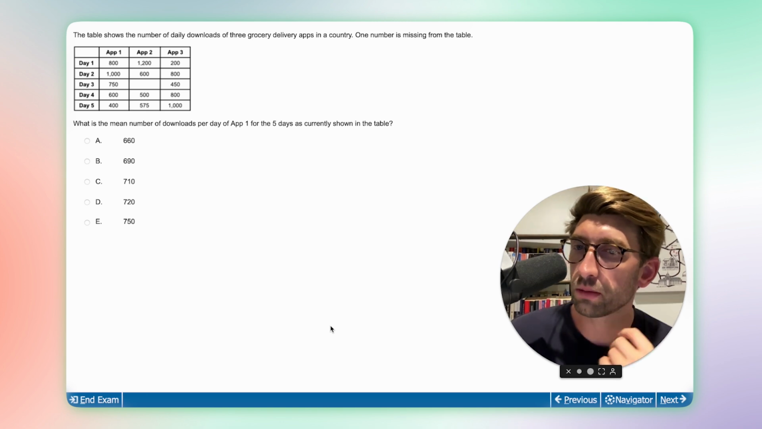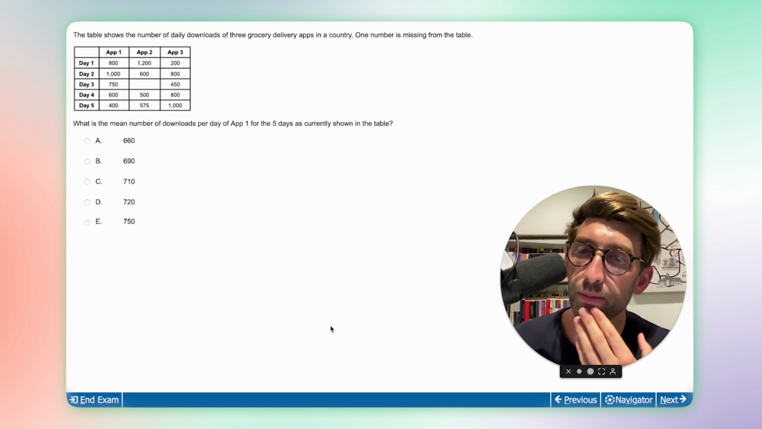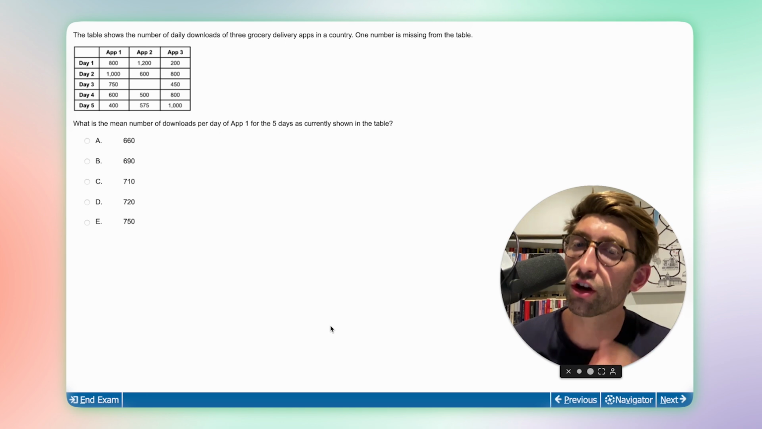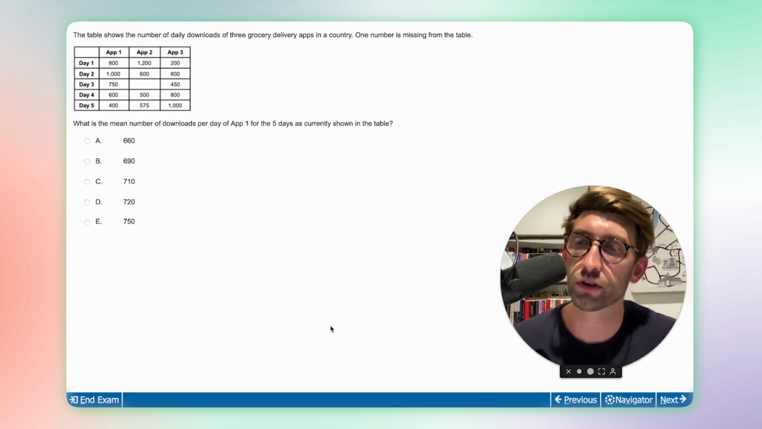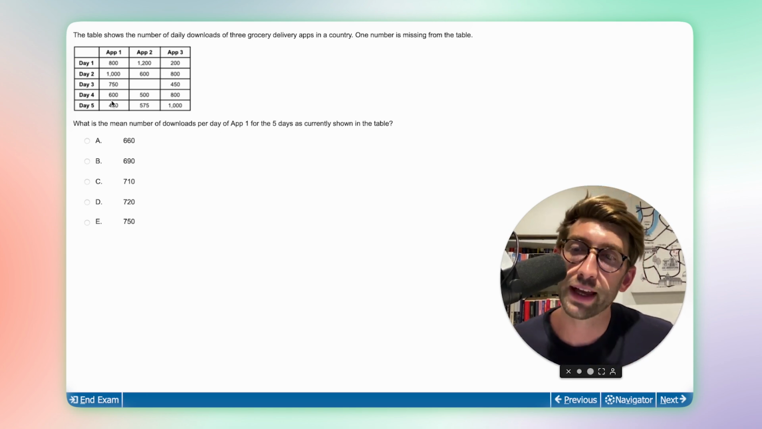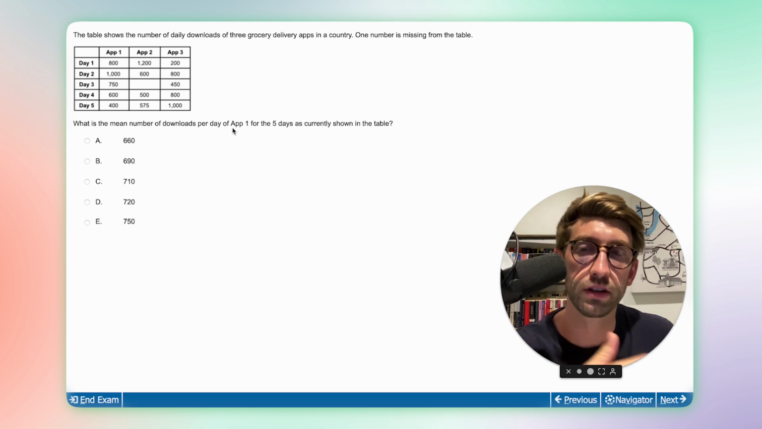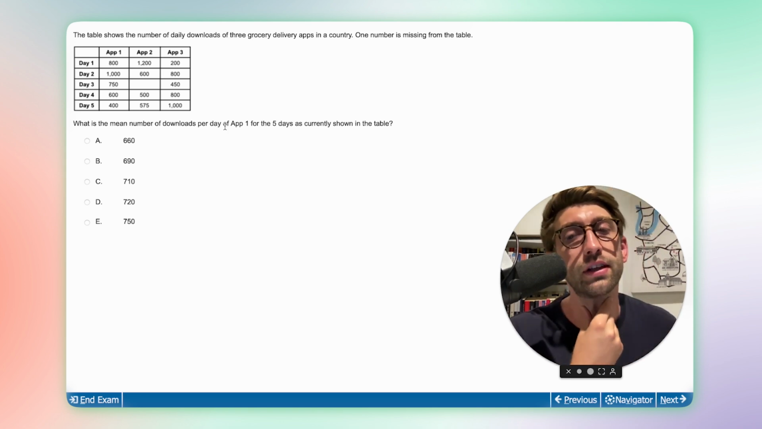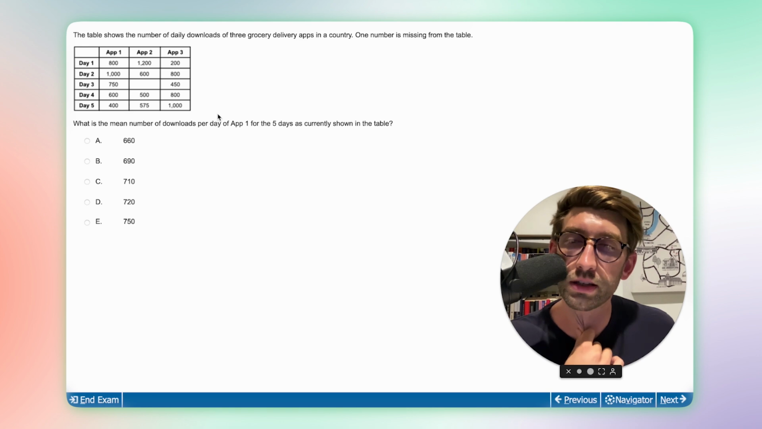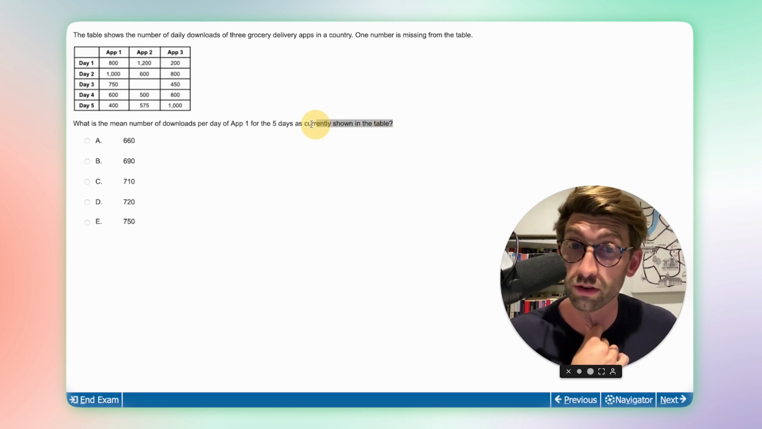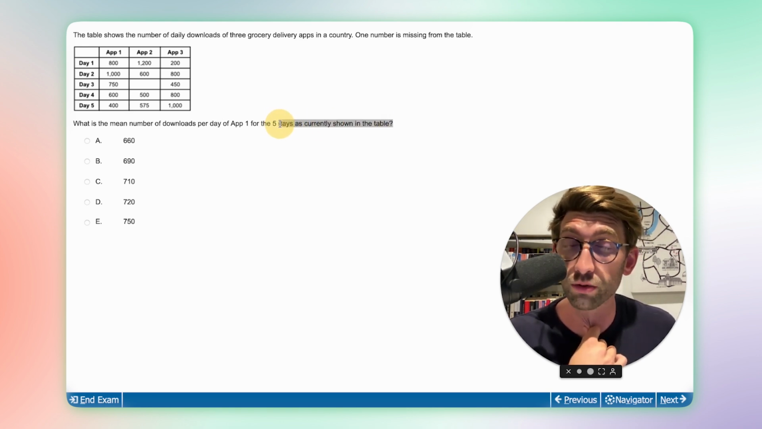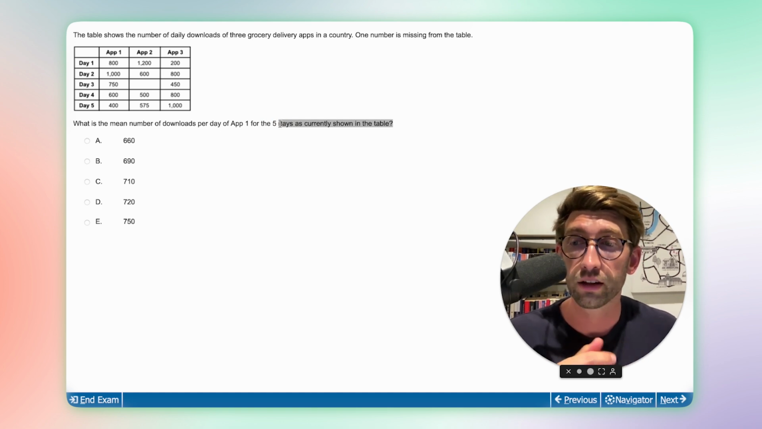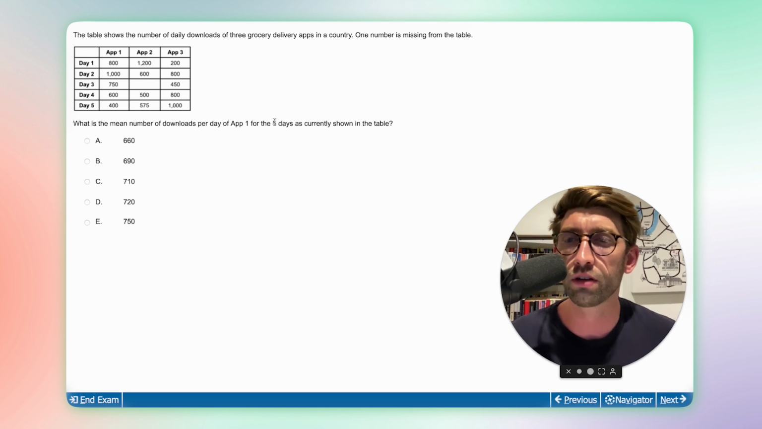So what is the mean number of downloads per day of app 1 for the 5 days as currently shown in this table? Remember, we've corrected this incorrect number, but that's not relevant. A lot of the time, they try to do it so that if you make one mistake, it doesn't mean that you make subsequent mistakes, like maybe in GCSE or A-level maths. So it's important to bear that in mind, because this is also trying to trick you, as you might assume you're going to use that 780. But let's also look at this.